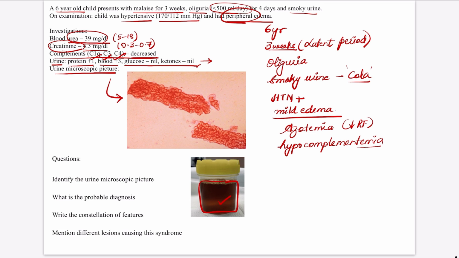Coming to the urine examination, proteins are present. 1 plus means mild proteinuria, and blood 3 plus. So there is hematuria. Glucose nil and ketones nil rule out diabetes mellitus.